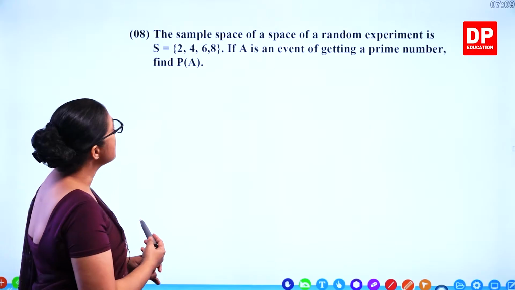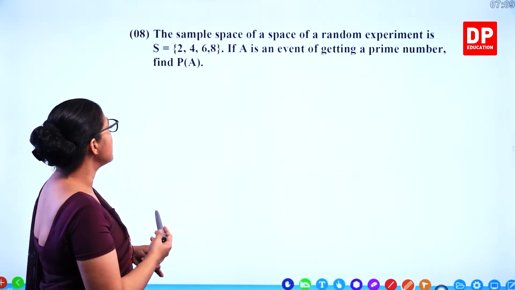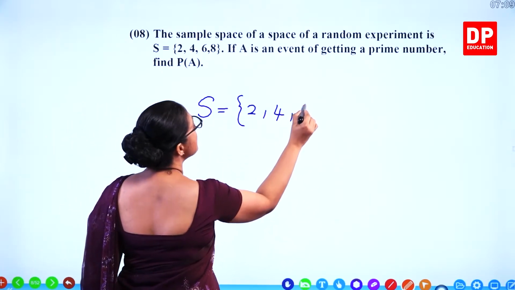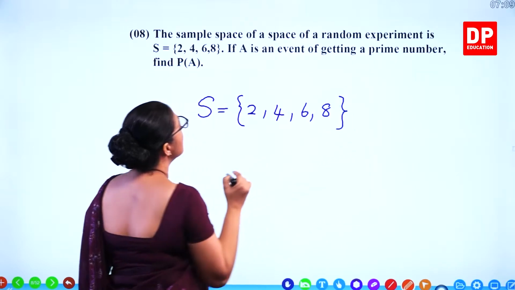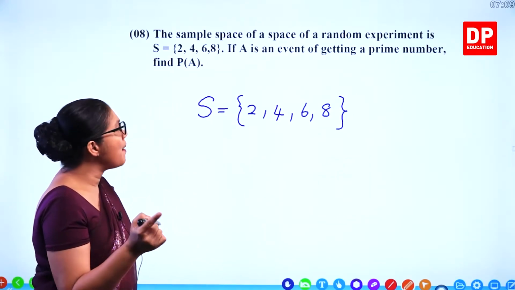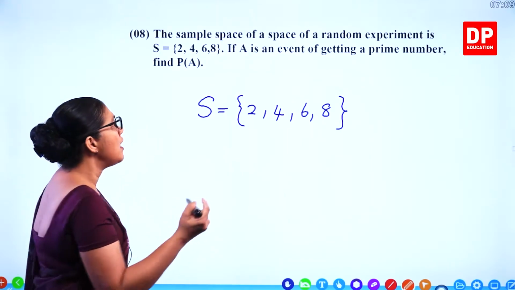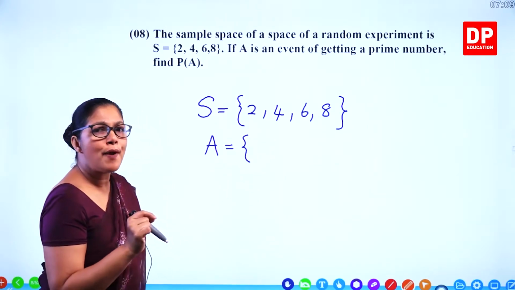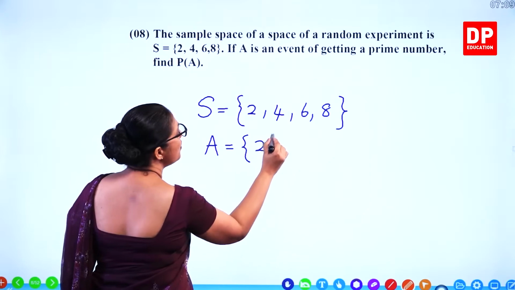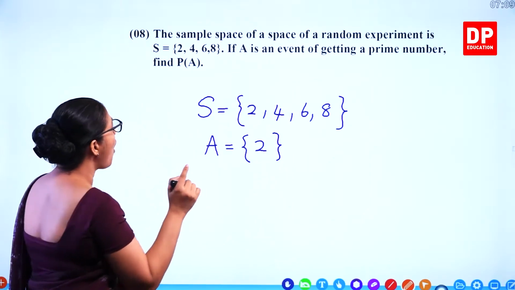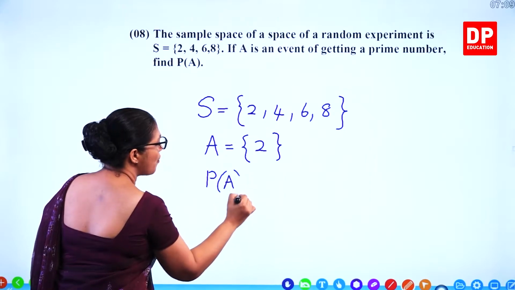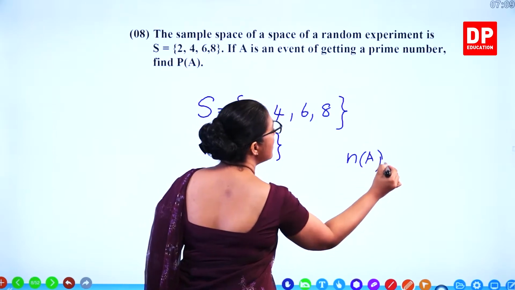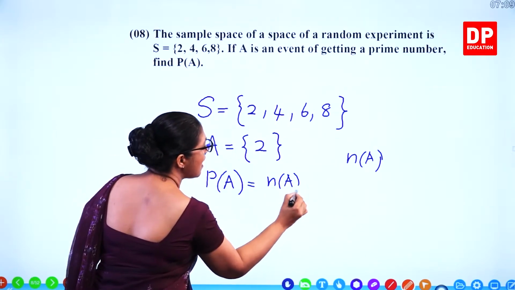Question number 8. The sample space of a random experiment S is given as 2, 4, 6, 8. If A is the event of getting a prime number, find P(A). So now tell me, what are the possible outcomes for A? Out of these, what are the prime numbers? Only 2 is a prime number. Then what's the probability of getting A? So the probability of getting A is the number of elements in A over the number of elements in the sample space.